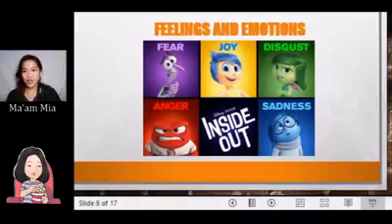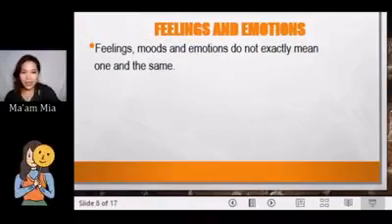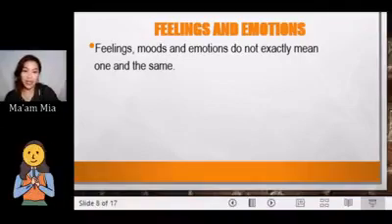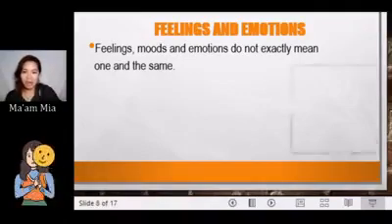Okay, so our next topic is about feelings and emotions. Now, there is some misconception about these. Magkaiba po ang feelings and emotions, okay? When we say feelings, moods, and emotions do not exactly mean one and the same. Yes, I would just like to reiterate that. It's not the same.